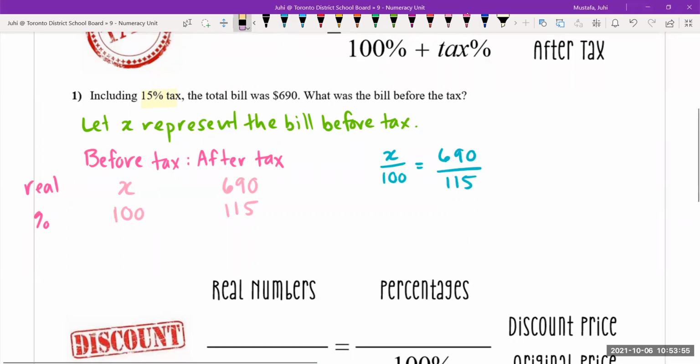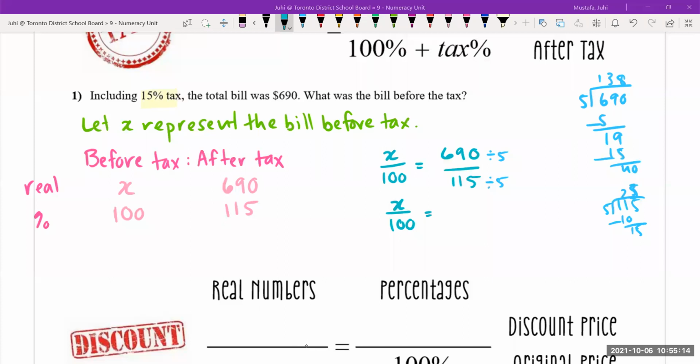These numbers are not the nicest. I apologize. And like I said, I will give you numbers that are a little bit nicer than this. Like 690, 115, it's a little bit too much. We can try to reduce these. So what can we divide by? Yeah, we can definitely divide by 5. So go ahead and try to reduce it, and I'll do the same up here.